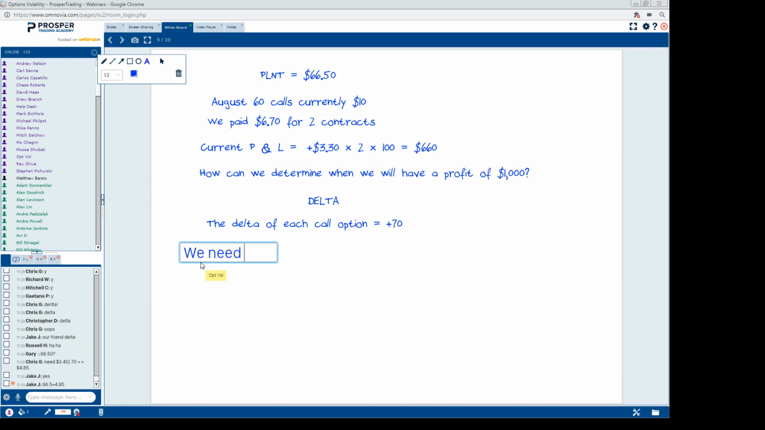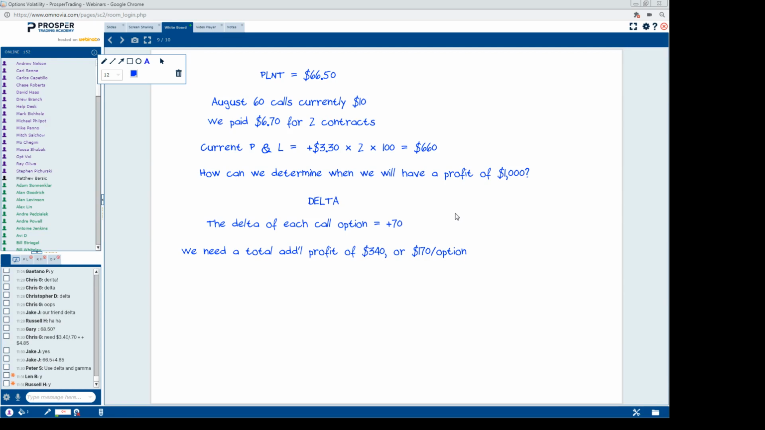We need a total additional profit of $340, or $170 per option, right? To get from 660 to 1,000. Peter, you would definitely use gamma, but for this purpose, I'm not going to bring gamma into it. We're just going to focus on the delta, but you are 100% accurate. But to get to 1,000, we need $340 more, or 170 per option.